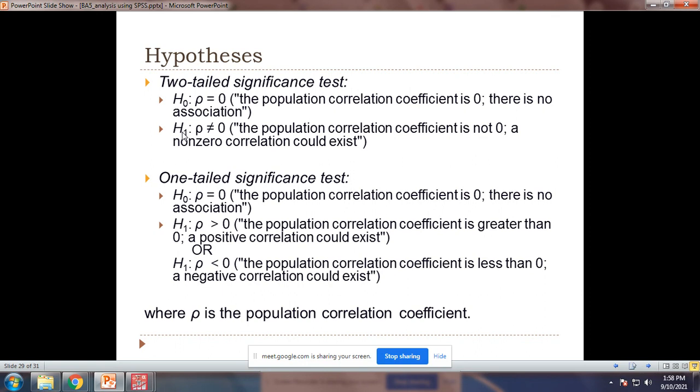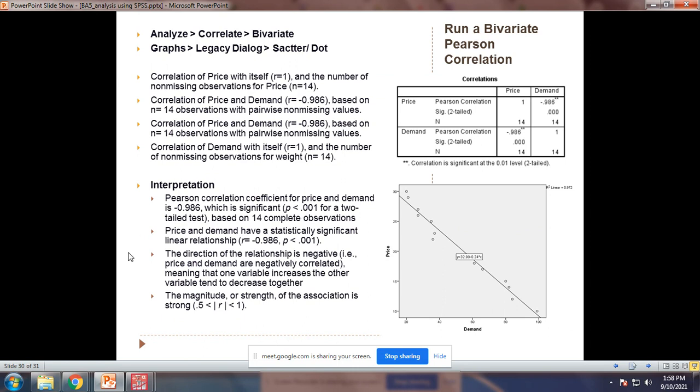Should I repeat the null and alternate? Okay. The null hypothesis is, H naught: the population correlation coefficient is equal to 0, and in brackets, there is no association between price and demand. Again, write this part: H1 is the population correlation coefficient not equal to 0, and in brackets, there is association between price and demand. Please write that hypothesis first, then come to the pictures that you have got in the output window, and after that finally the interpretation.